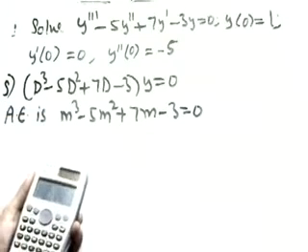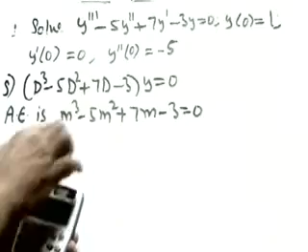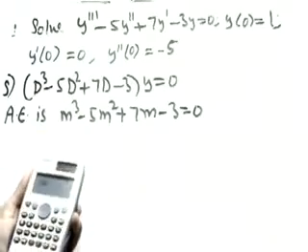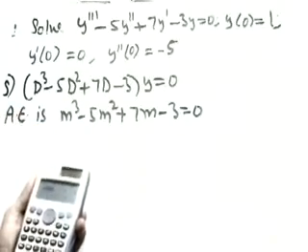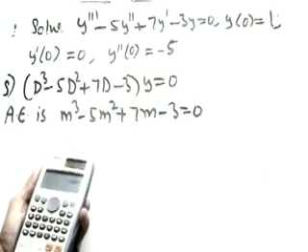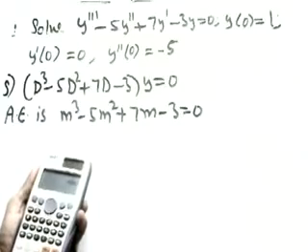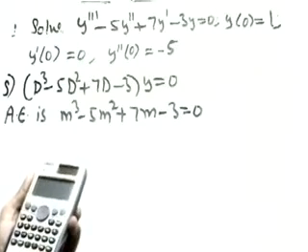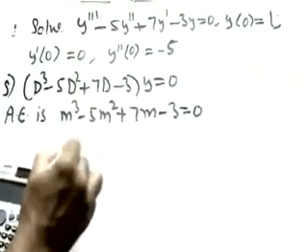Now we have to solve this using calci mode, equation number 4, the cubic equation. Let me substitute the values. The coefficients are 1, minus 5, 7, minus 3. So we must get three values.